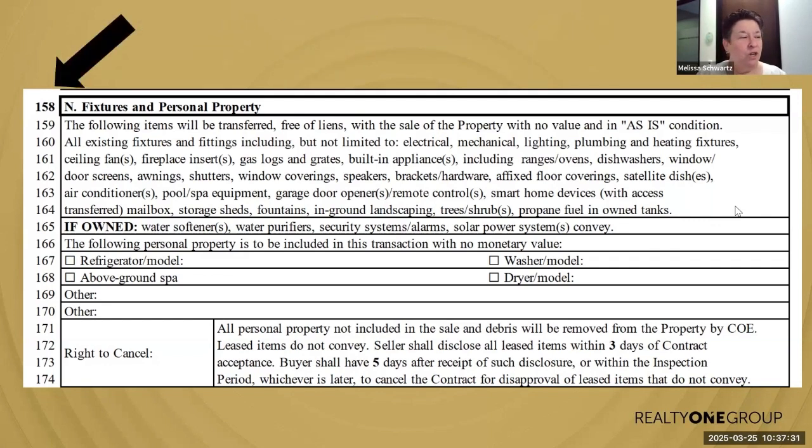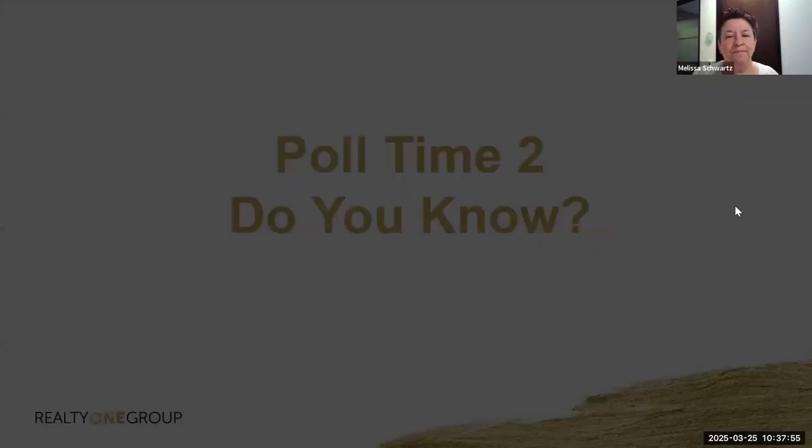What about solar? Solar is on another, should have a solar addendum. Notice where their fixtures and personal property is. 158, we were on what, 60? Somebody tell me what numbers? 39, right? Our fixtures is way up front. It's way in the back here, right? So just keep an eye for where things are.